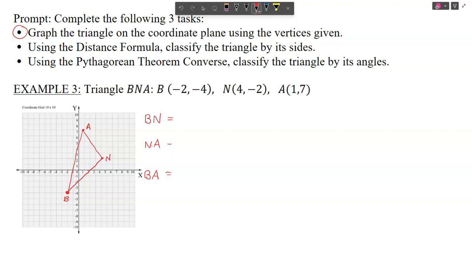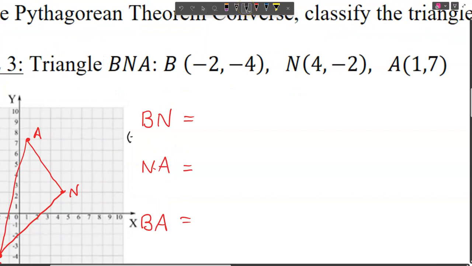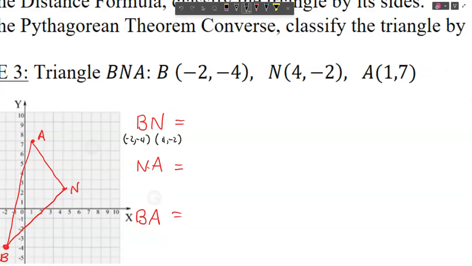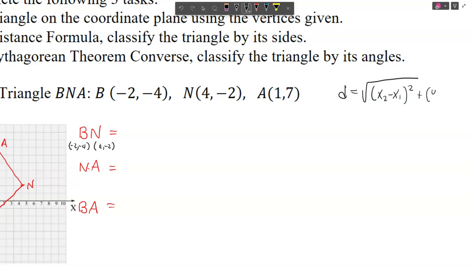Let me do the first one together with you, and then I'll have you pause to try the other two. Point B is negative 2, negative 4. Point N is 4, negative 2. As a reminder, the distance formula is the following. Write that down on the right-hand side. Setting up my distance formula, we take our two x values, 4 and negative 2, so 4 minus negative 2, squared. Then we take my y values, negative 2 minus negative 4, quantity squared.